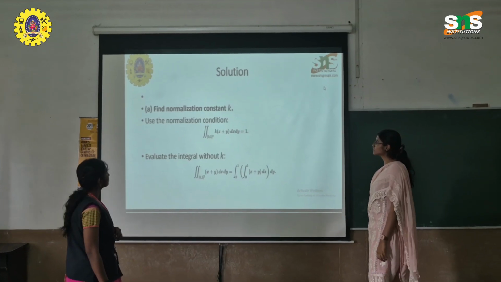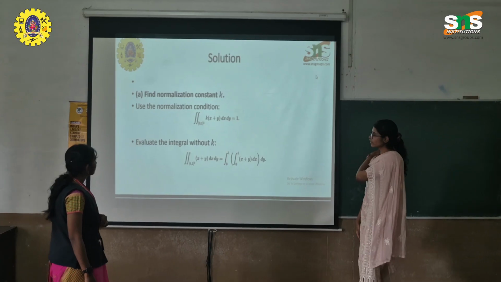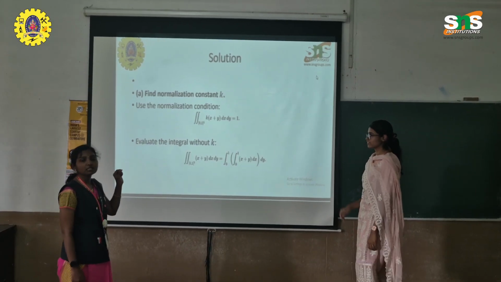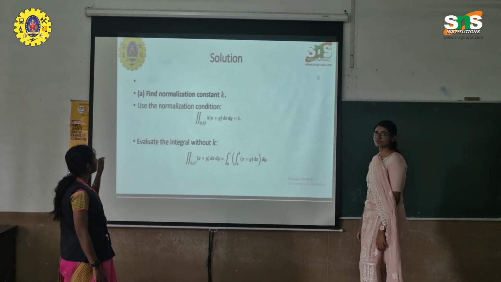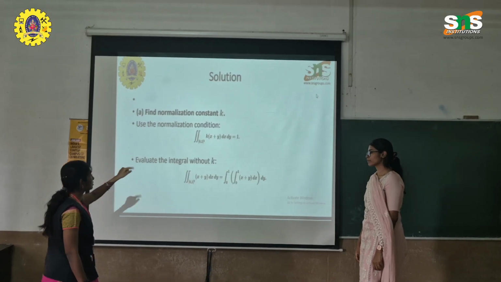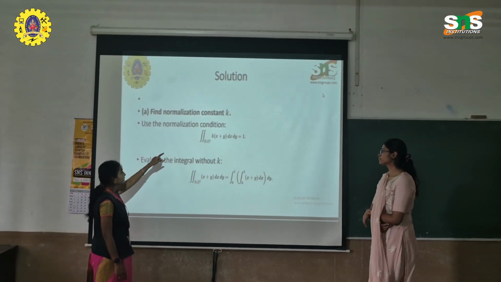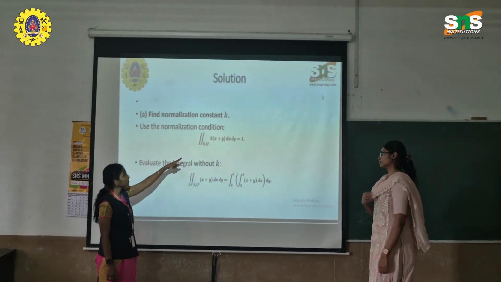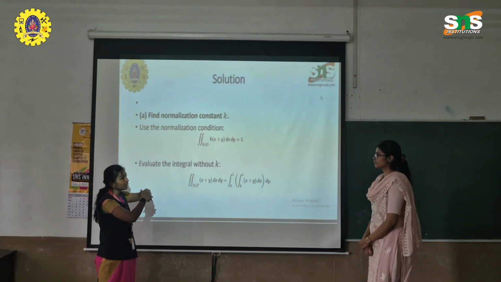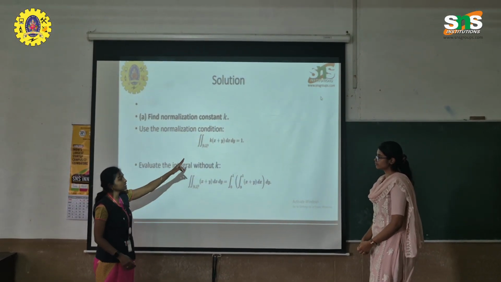Solution. Find the normalization constant k. We are going to find the normalizing constant k as discussed in the previous slide. Using the normalizing condition, the double integral over the whole unit square, with limits from 0 to 1 for both integrals, is equal to 1.